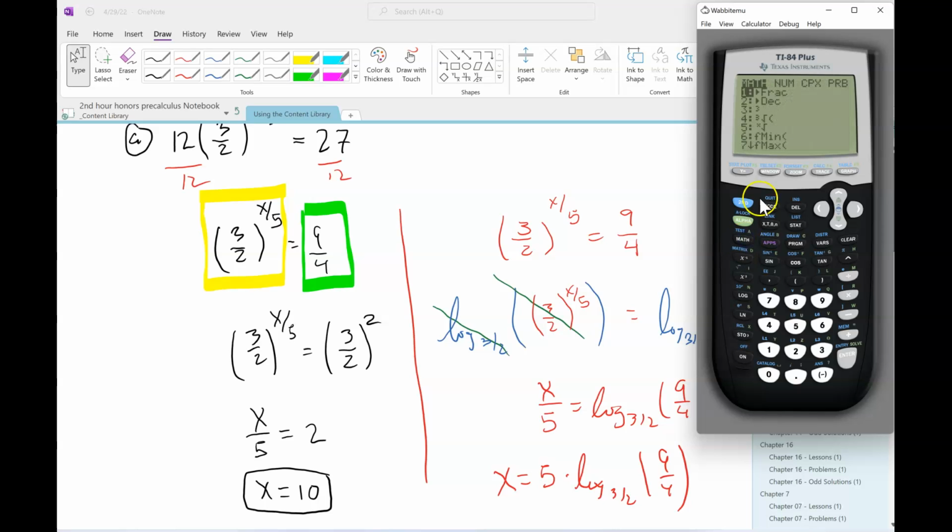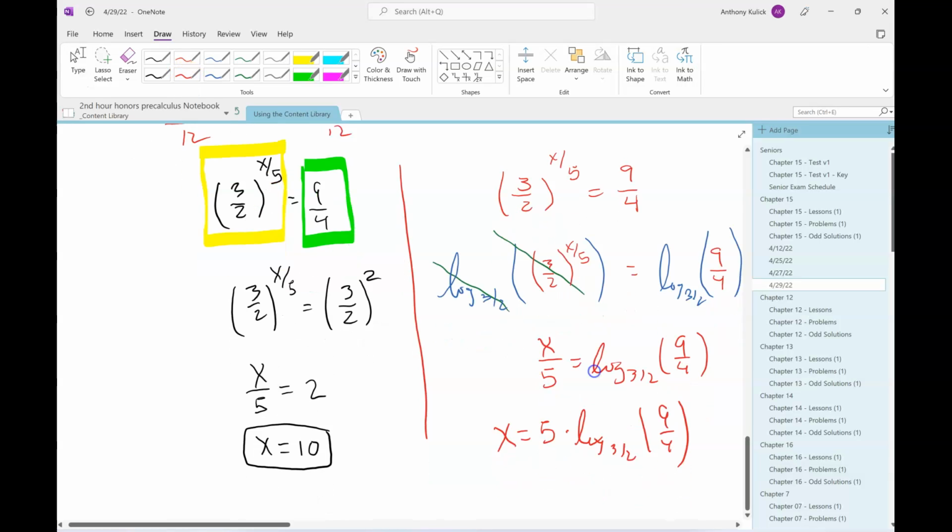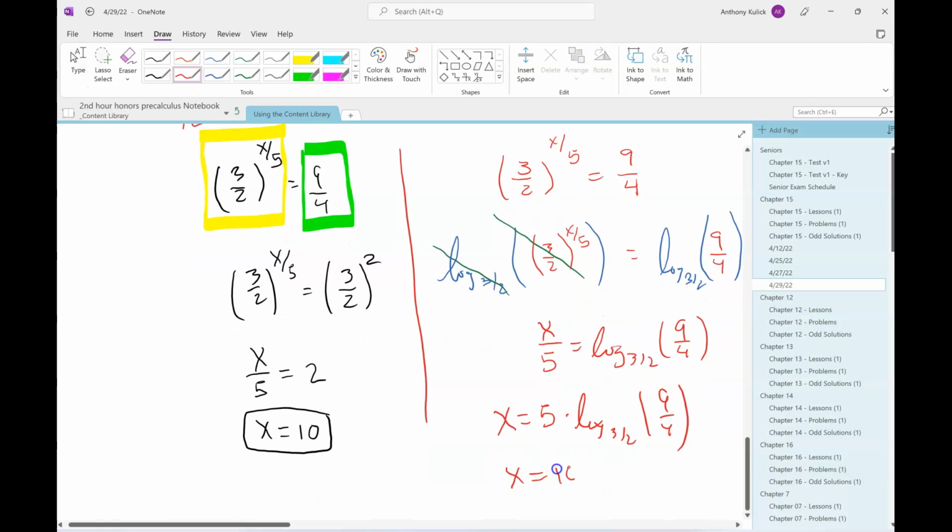Remember, to get log of any base, you press the math button and then scroll down and find the log base command. And we get the same 10 that we did doing it the other way. So either method is appropriate. Is everybody okay? Is this looking familiar? We did do this last year.